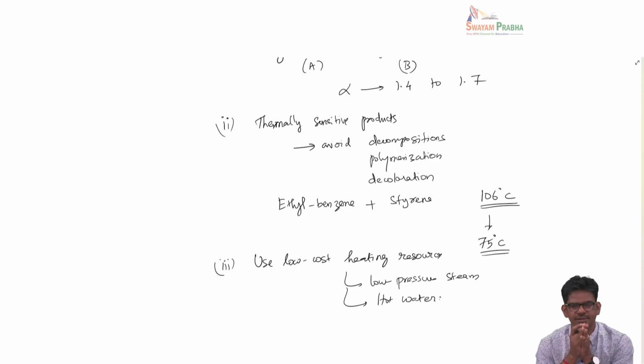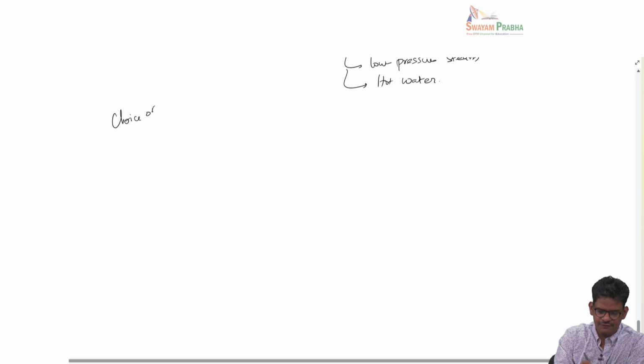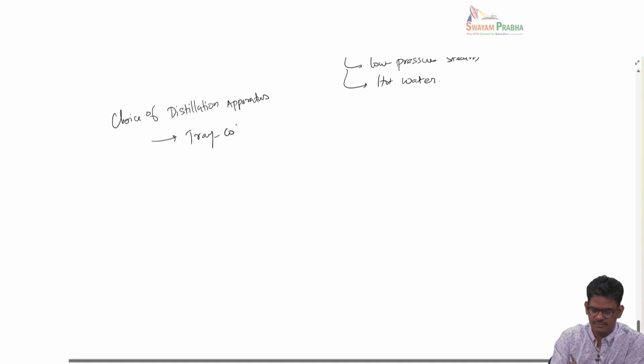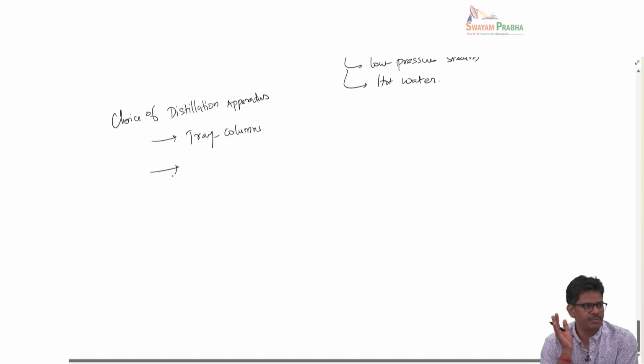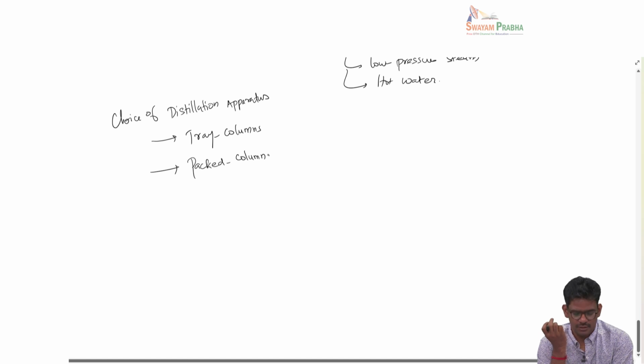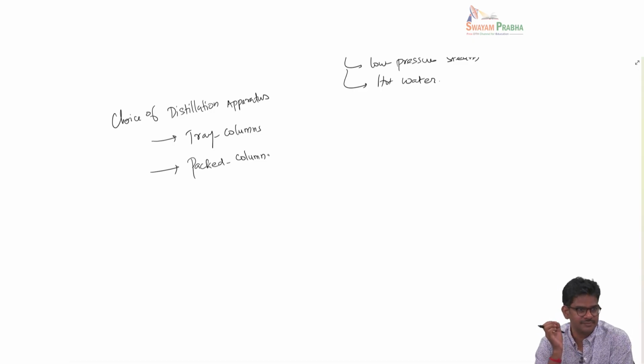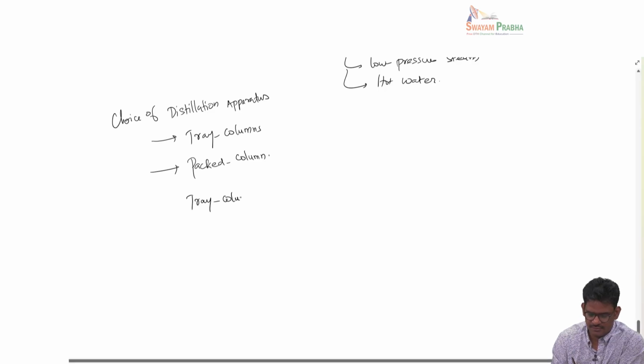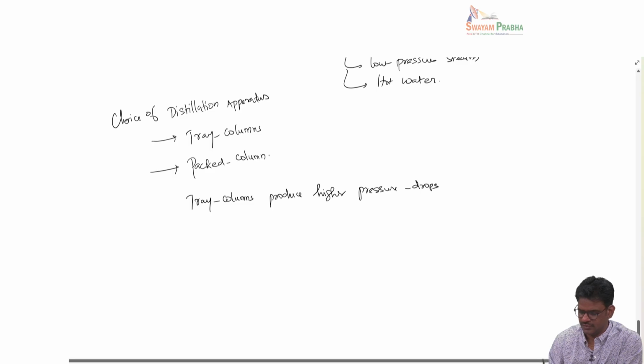how about doing this vacuum distillation in a tray column? Okay, so we have to think about the choice of distillation apparatus. So one common or natural choice is tray columns. And then we also talked about in absorption and stripping that packed columns can also give a good contact between the gas and liquid phases. So we have two choices to make, whether you should use tray columns or packed columns. When you look at these two operations, you will see that tray columns produce higher pressure drop than packed columns.